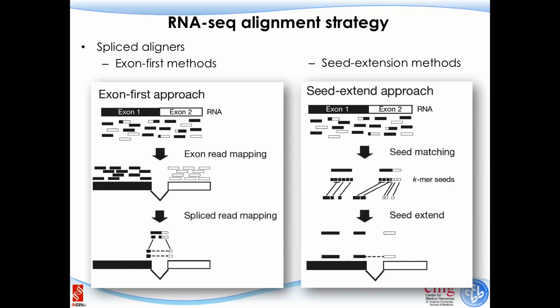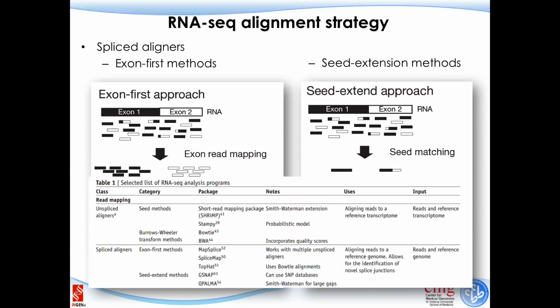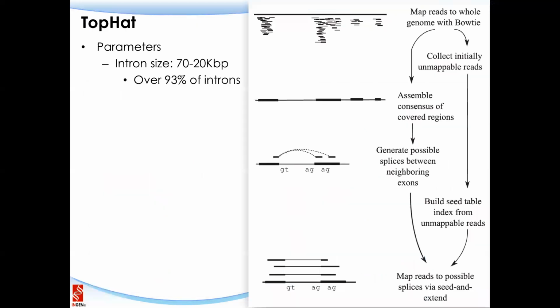For some reads with part mapped to one exon, we may extend it, with the rest of the k-mers mapped to the other exon, and we do the transcript stitching and get the final alternate splicing isoform call. And here is just a summary from a review paper about the unspliced aligners and spliced aligners. And this is the approach of TopHat.